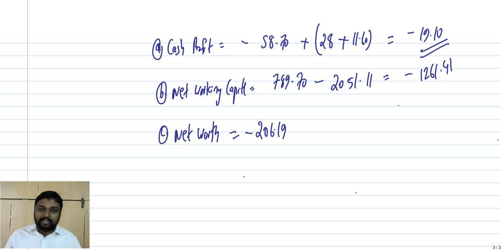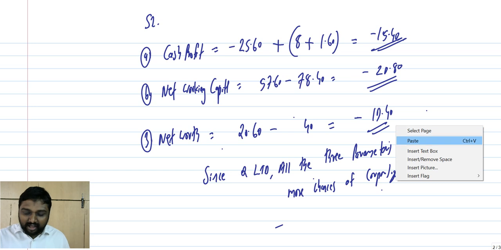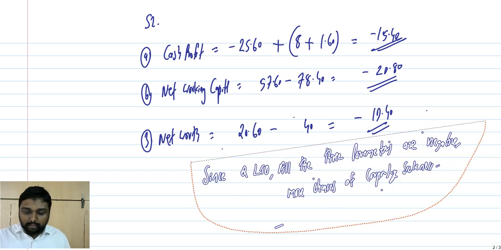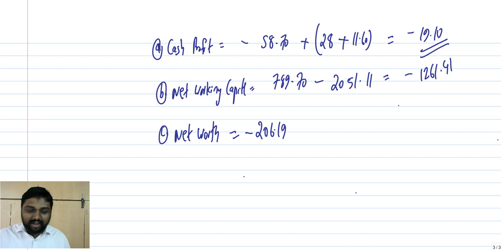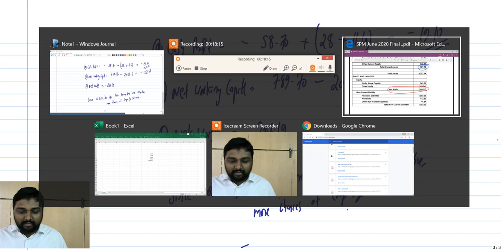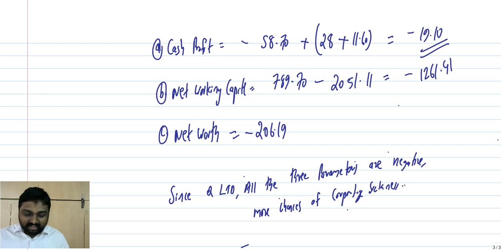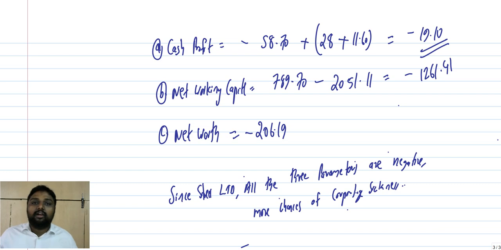In this case, the same comment applies. Here they have changed only the company name. Everything in the balance sheet is correct. The annual report is of Stress Limited, so the company name tells it itself. Since all three parameters are negative, there are more chances of corporate distress.